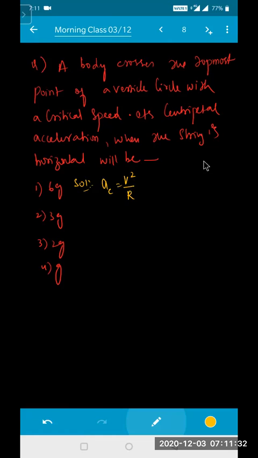So in the vertical circular path, when the body crosses the topmost point of the vertical circle with a critical velocity, critical velocity means under root of g into L, to complete the circle. Centripetal acceleration is nothing but v square by r. When the string is horizontal, that means when it comes here, what is the velocity?